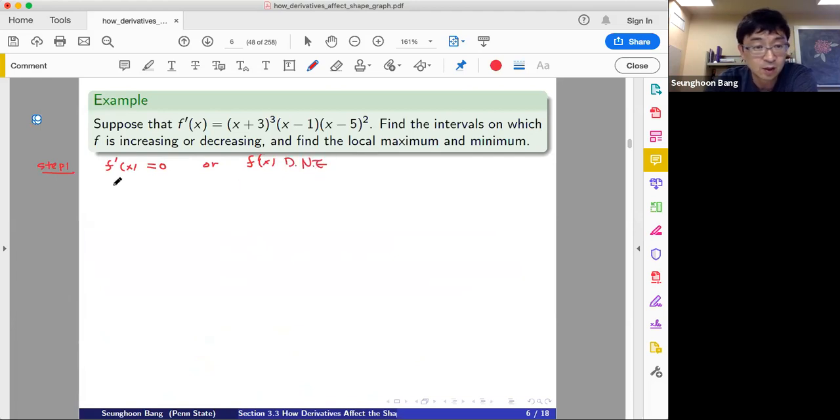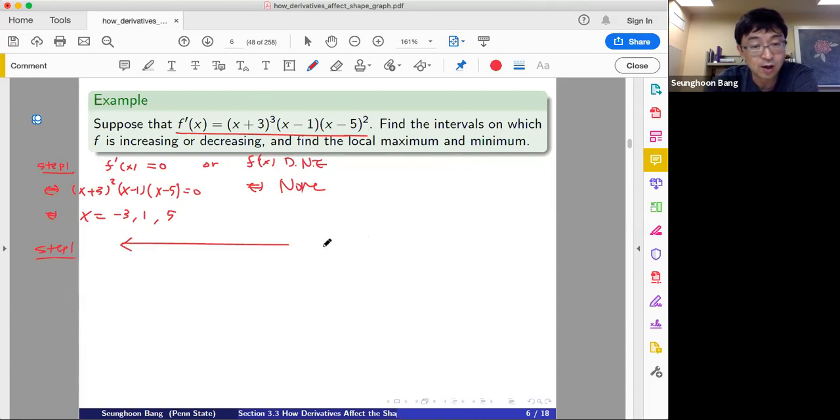You can solve here. f prime of x equal to 0, what's that? f prime of x is given here. So we have (x plus 3) cubed, times (x minus 1), times (x minus 5) squared, equal to 0. The second one, this is well defined for any real number. We don't have it. So here, x is negative 3, 1, and 5. We have these three numbers. Step 2, you can check the sign. I can do that. Draw a real line.